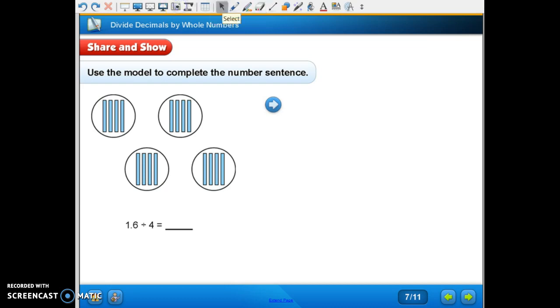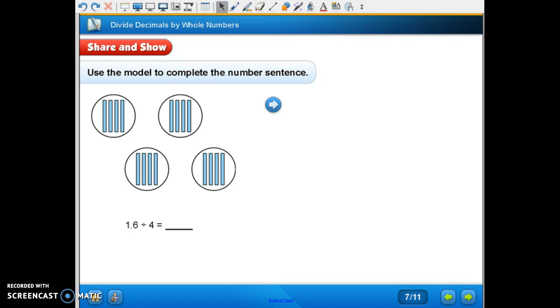How did they get it so there were 4 tenths in each circle? Why do they have 4 circles? Because you're dividing it by 4. You're dividing it into 4 equal groups. Now, how did they get it into 4 circles? They divided their ones block, and they put it as 10 tenths. So they broke that ones block into tenths. Then they could share those tenths.